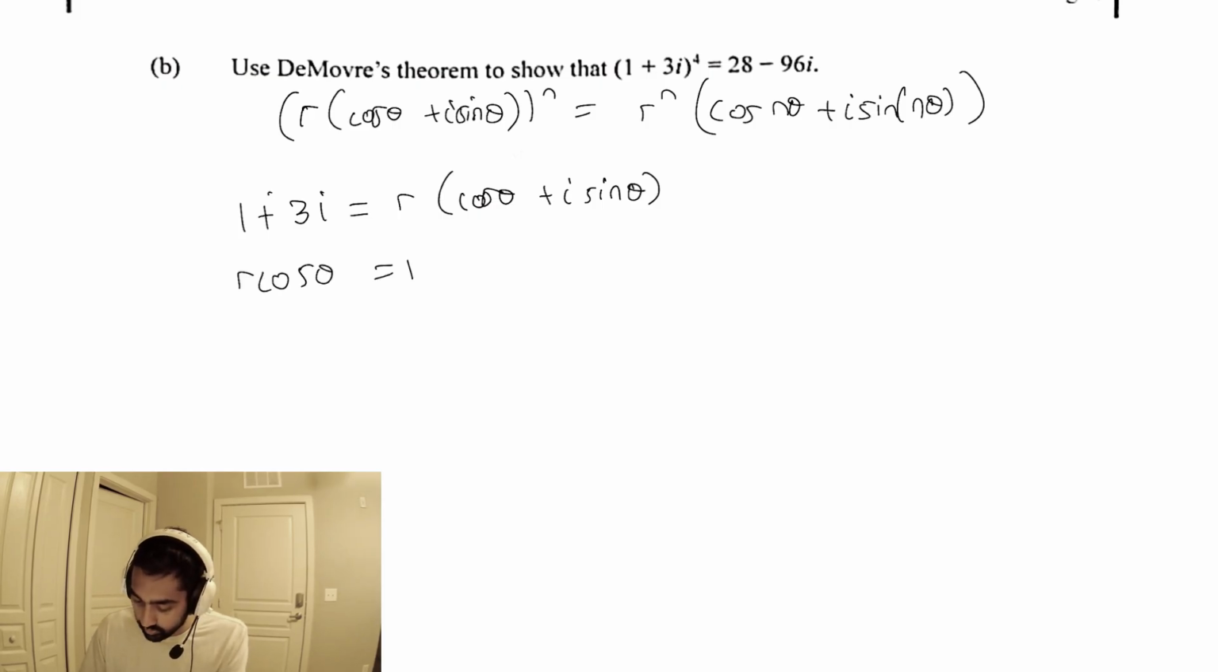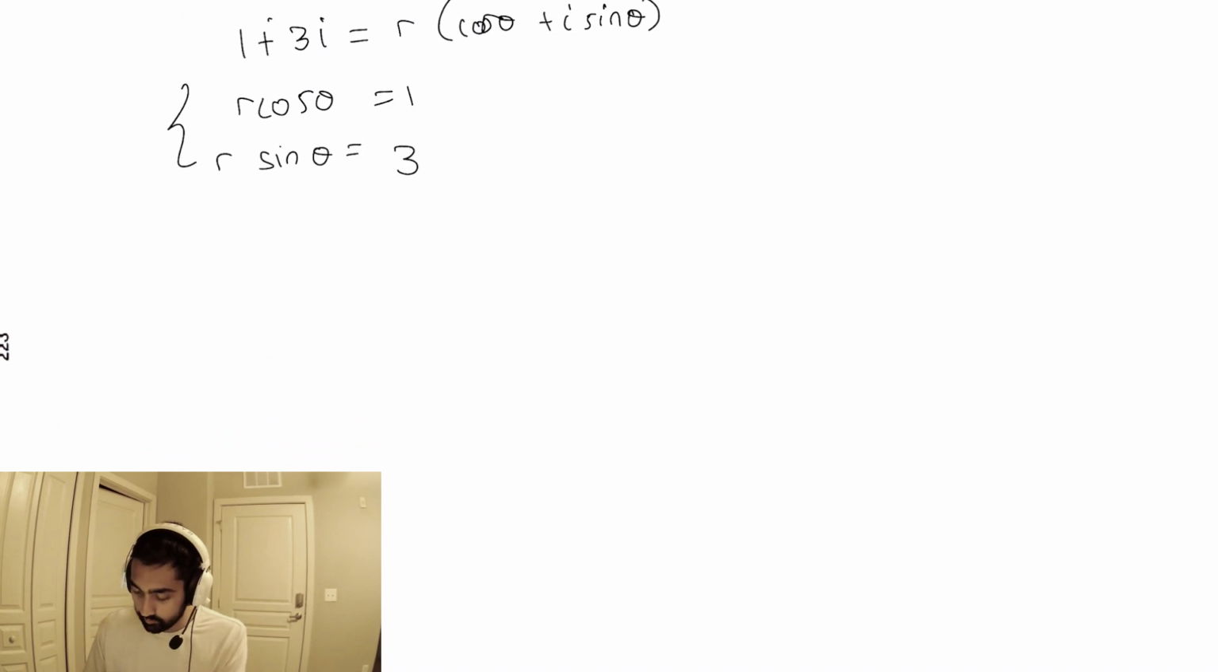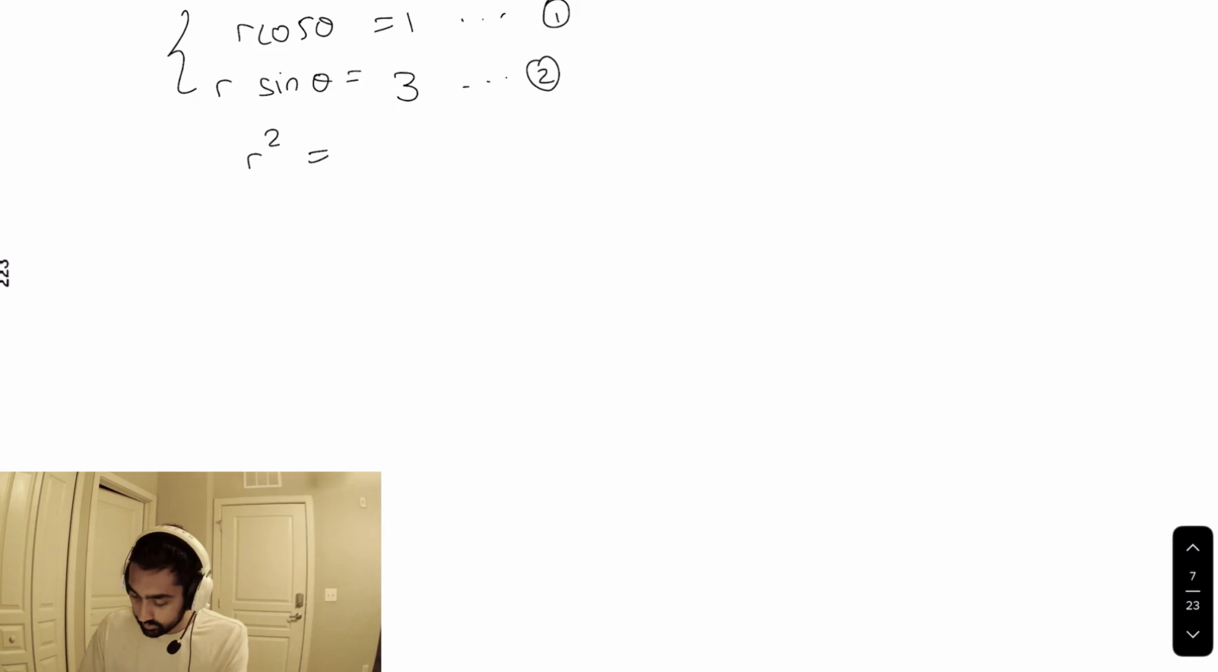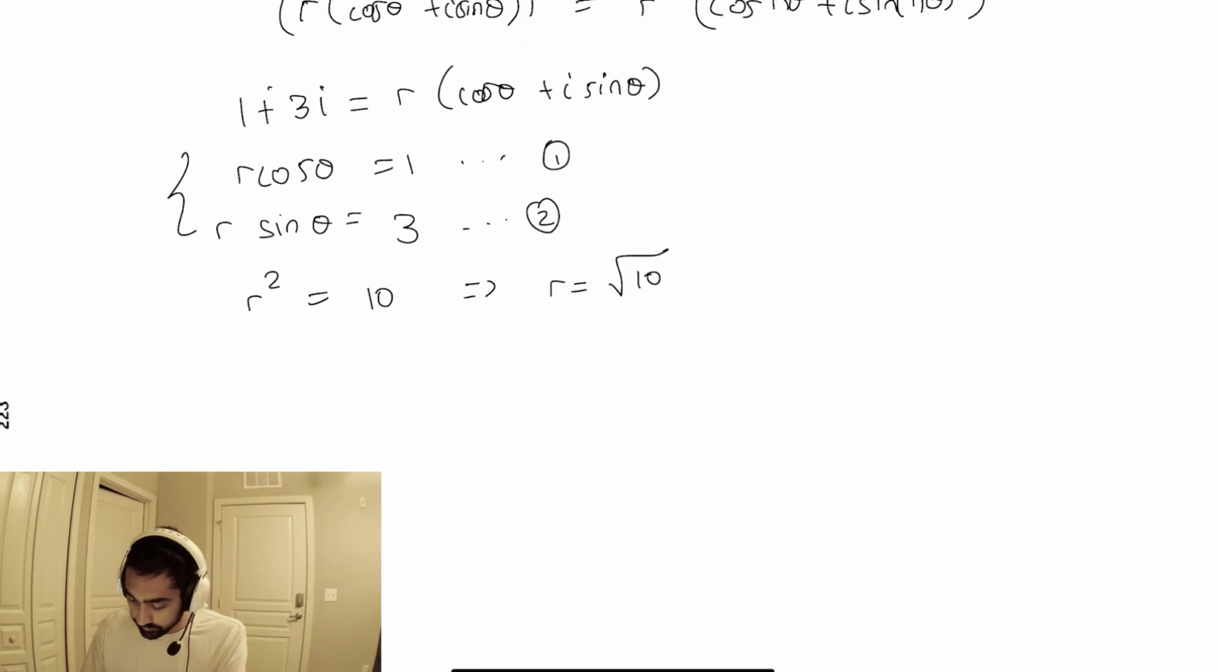So that means that r cosine theta has to equal 1 and r sine theta has to equal 3. And I'm going to solve these simultaneously. Let's call this 1 and let's call this 2. If I square them and add them, since cos squared plus sine squared is 1, I get that r squared is equal to 10. So then r is equal to the square root of 10.